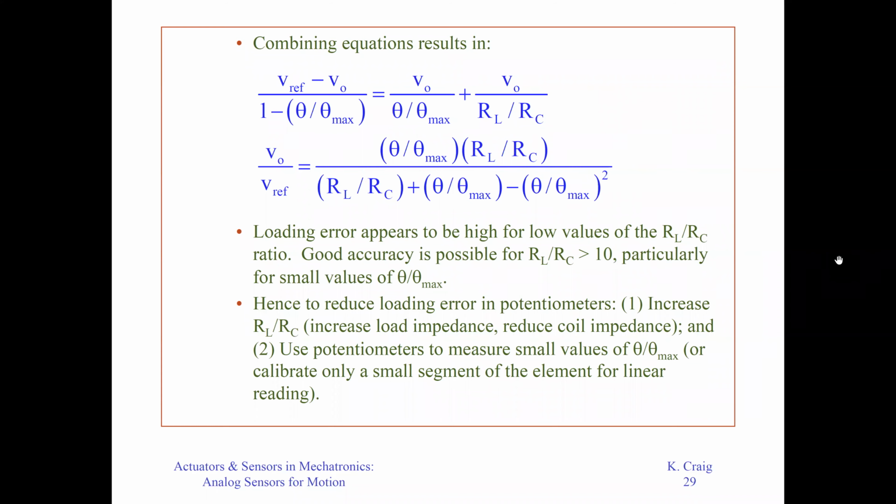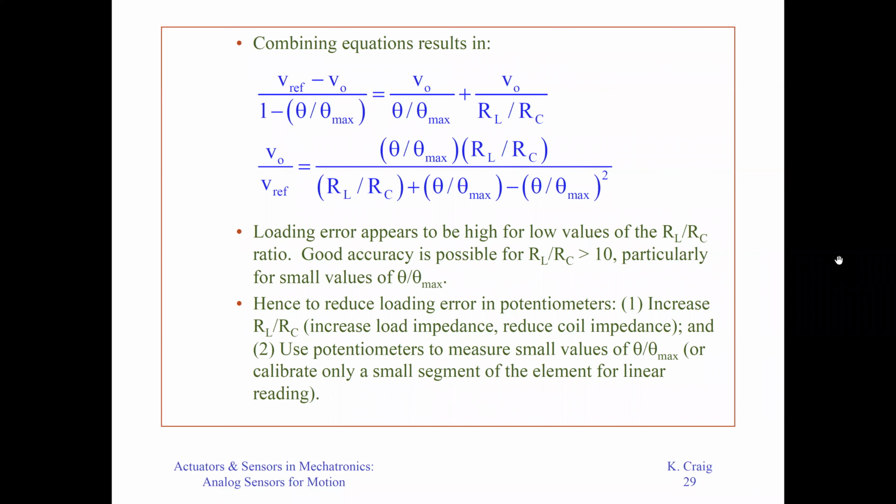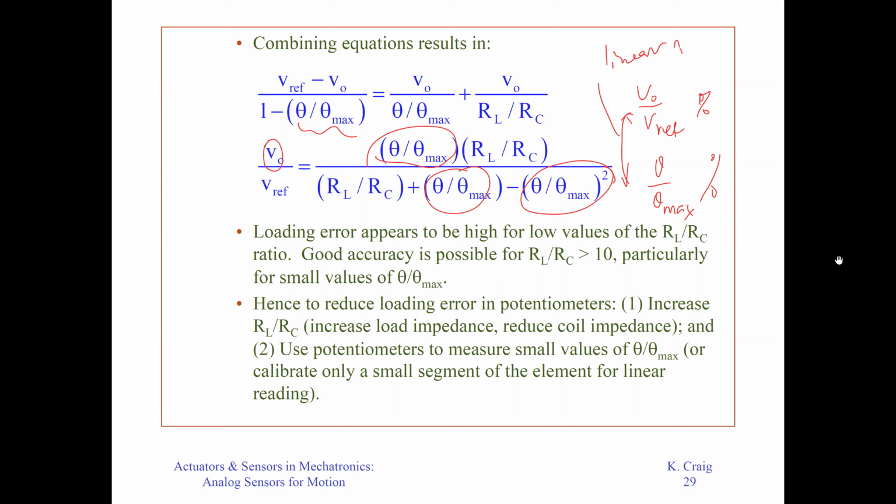Then we assume theta max is here. I use this as a ratio. We end up with output voltage. What is the reference? So there's a percentage. I want to check: this is a percentage versus theta over theta max, which is another percentage. Are they connected linearly? The answer is no. This is not linear.